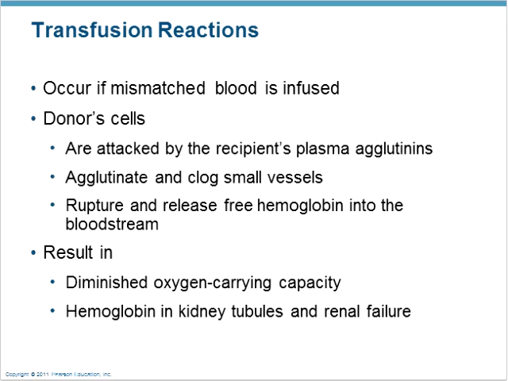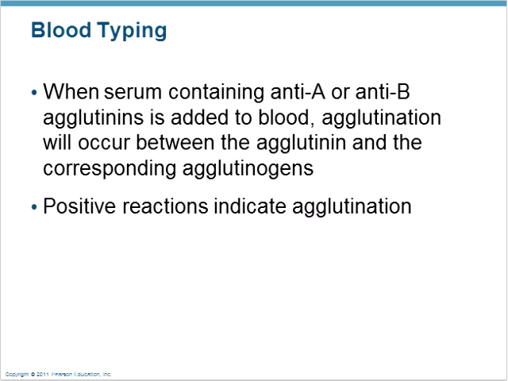So let's talk about transfusion reactions. They occur, obviously, if mismatched blood is transfused. The donor cells are attacked by the recipient's plasma agglutinins, or antibodies. They agglutinate the blood cells, clog them together, and clog small blood vessels, and the cells rupture and release free hemoglobin into the bloodstream. The result is a reduced oxygen carrying capacity, and the hemoglobin starts to clog the kidney tubules and eventually causes renal failure.